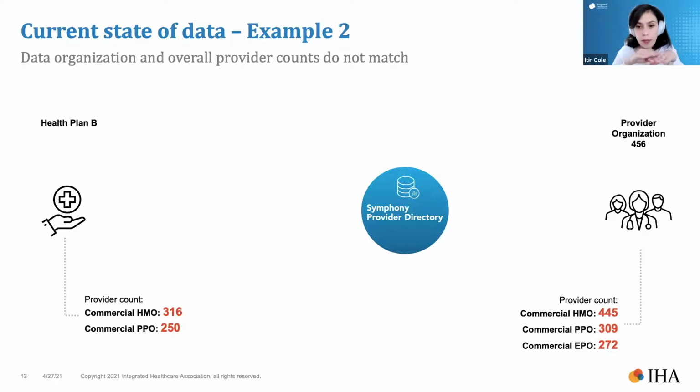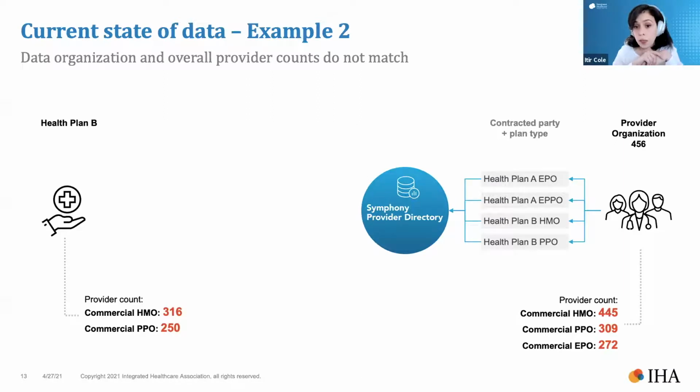So right off the bat, again, we're seeing a misalignment on the provider count. For Health Plan B's commercial HMO, they're seeing 316 providers for their contract with Provider Org 456. Provider Org 456 is, however, seeing 445 providers, and that sort of cascades down all of the different networks.